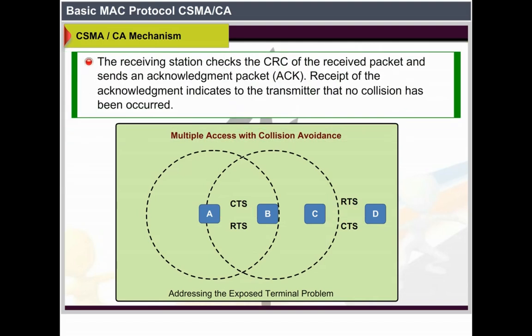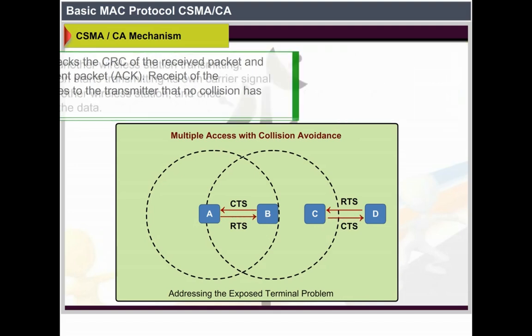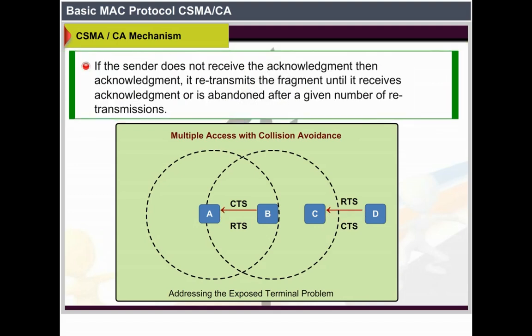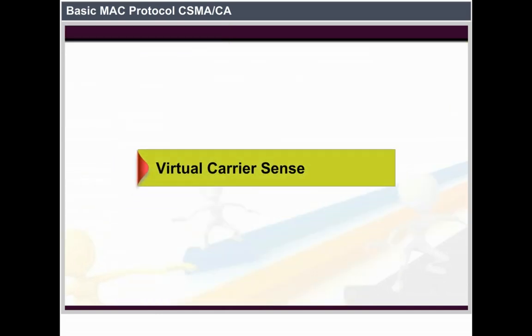The receiving station checks the CRC of the received packet and sends an acknowledgement packet, ACK. Receipt of the acknowledgement indicates to the transmitter that no collision occurred. If the sender does not receive the acknowledgement, then it retransmits the fragment until it receives an acknowledgement or is abandoned after a given number of retransmissions. Virtual carrier sense.